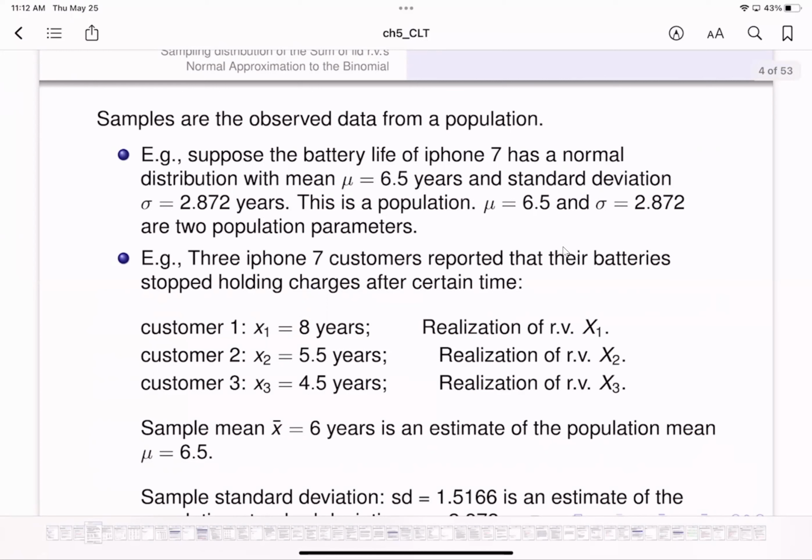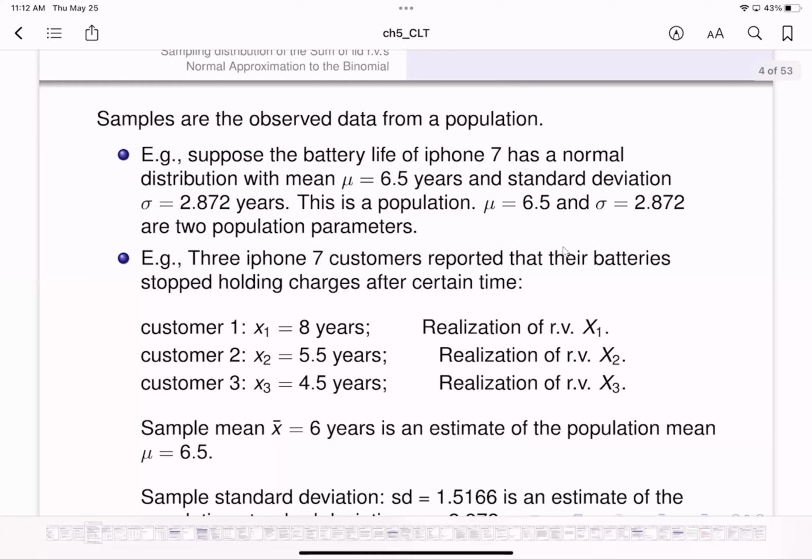This next one says 3 iPhone 7 customers reported their batteries stopped holding charge after a certain time. Customer one's battery lasted 8 years, the second one lasted 5.5 years, and so on. These are simply the sample values, and they are a realization of the actual random variable. If you take another sample of 3 customers, their values would be different.